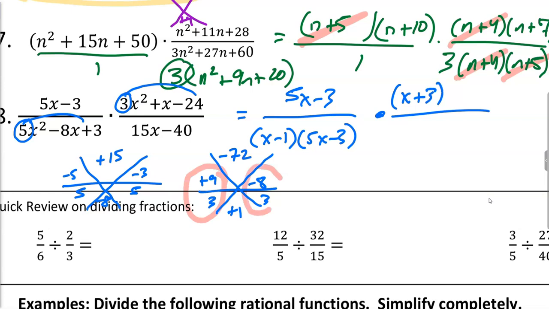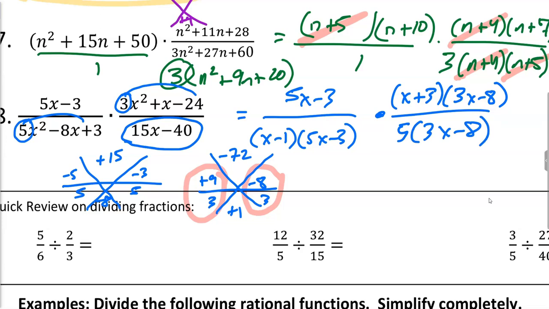If it doesn't divide, we got to bring the number on the bottom up. So I have to write 3x minus 8. Why does that work? Oh, just wait. Now, boom, 15 and 40, what do they divide by? 5, and you get 3 and 8, so 5 times 3x minus 8. Oh, here we go, right?